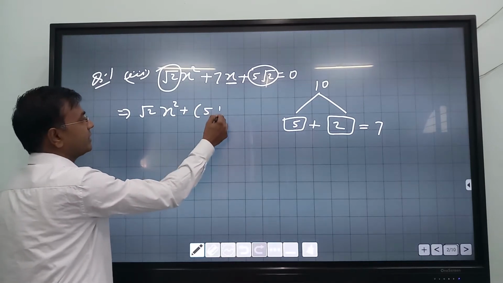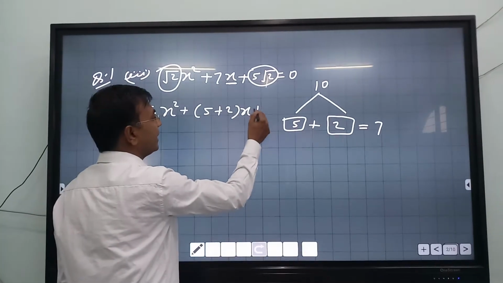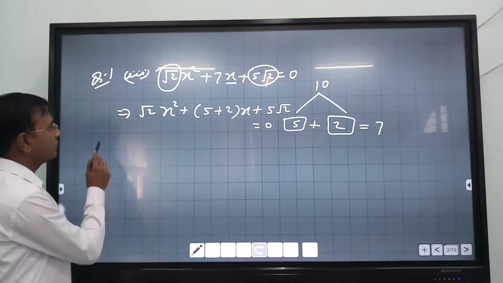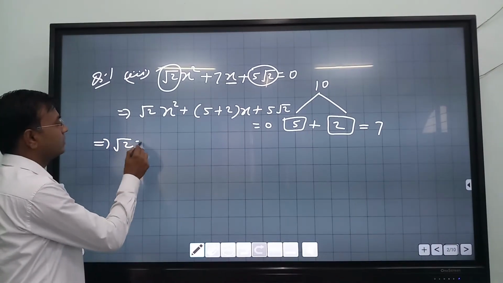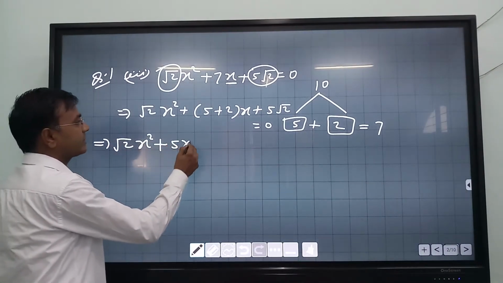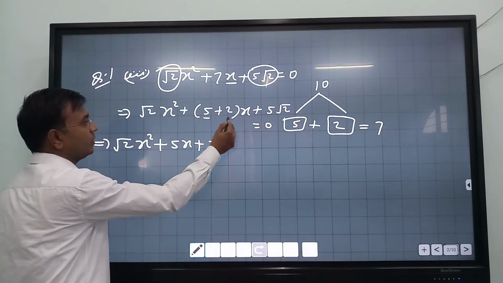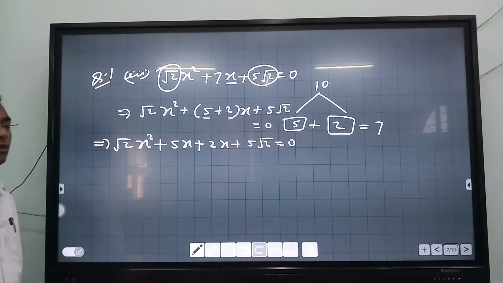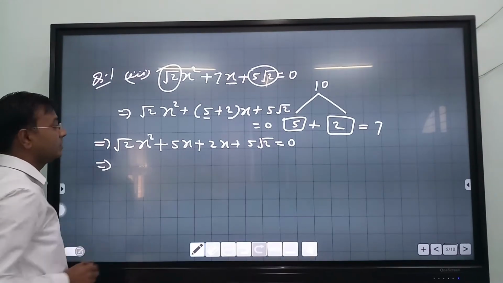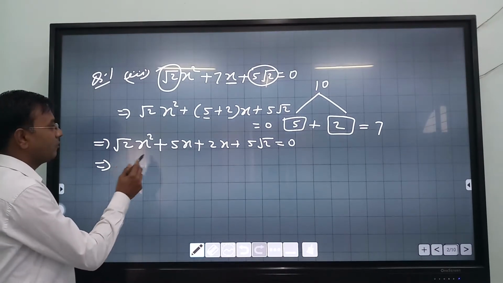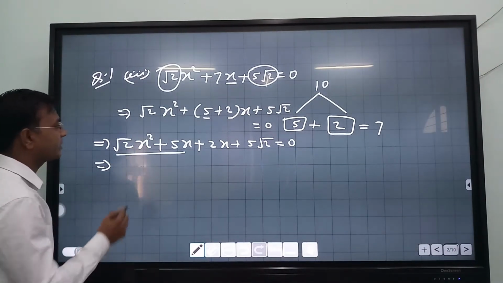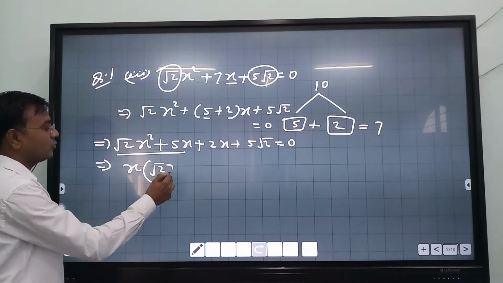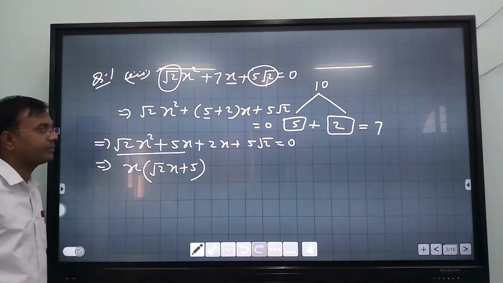So this 7 is expressed as 5 plus 2, giving 5 root 2 x square plus 5x plus 2x plus 5 root 2 equals 0. Now simplify this: 5x, then 2x, open the braces, 5 root 2 equals 0. Now we have to take common. What is the common? x we can take common, so you will get x(root 2 x plus 5).